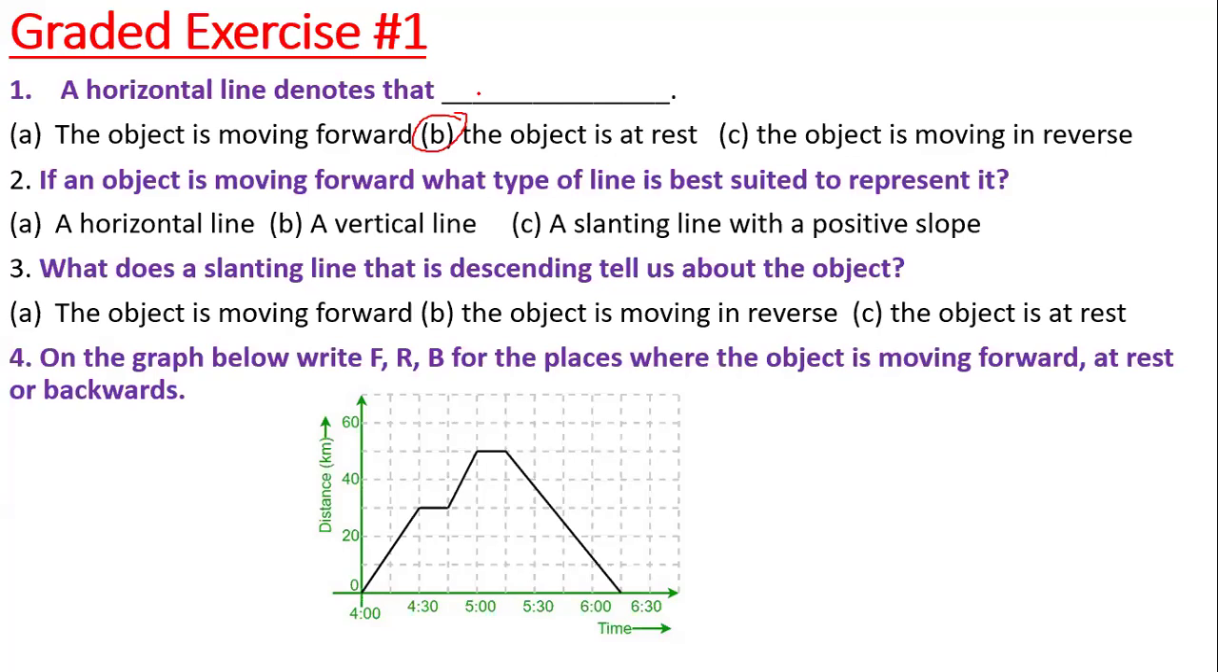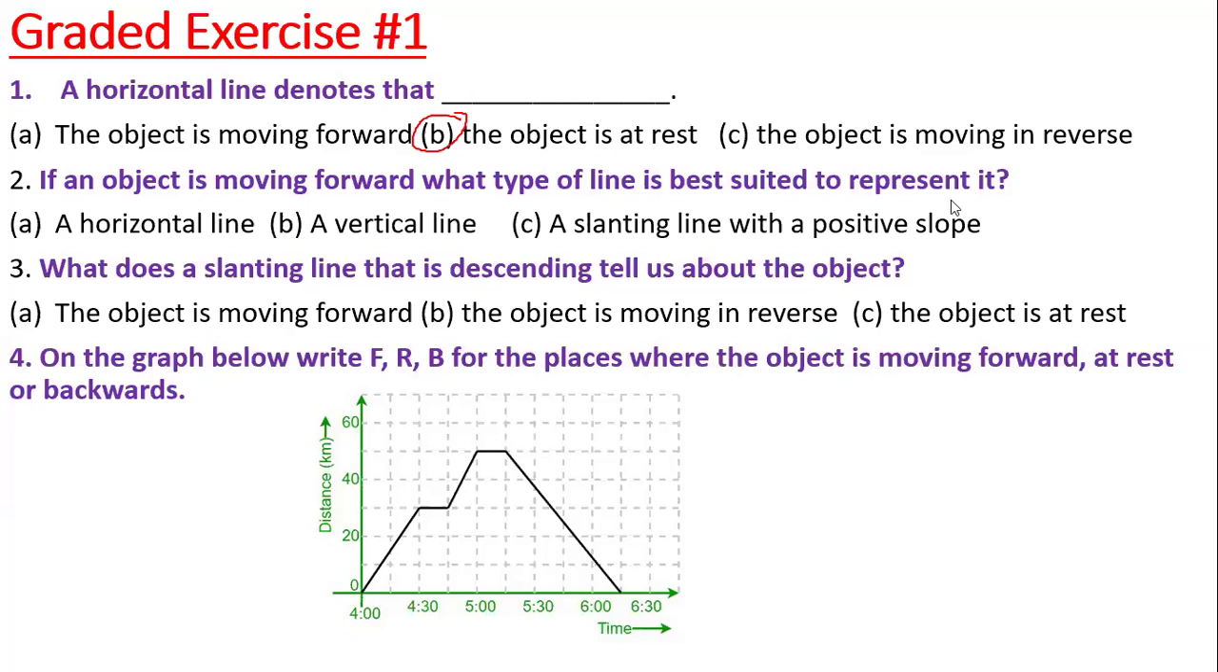If an object is moving forward, what type of line is best suited to represent it? A, horizontal line. B, vertical line. C, a slanted line with a positive slope. Very good. What do we have for number 2?